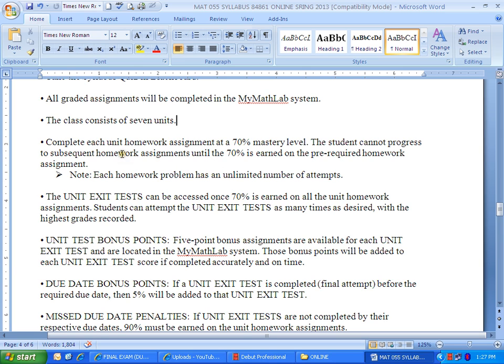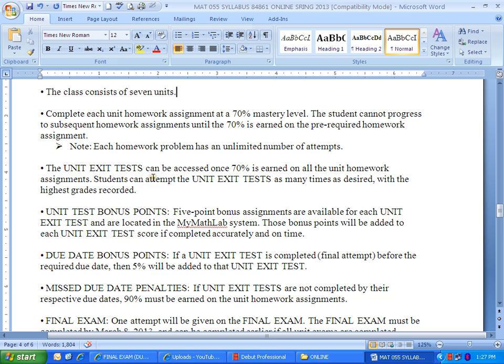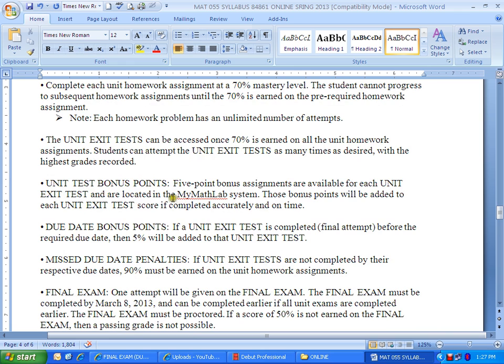You will complete each homework assignment at 70% mastery level. You cannot go on to the next homework assignment until you make 70% on the previous homework assignment. Each homework problem has an unlimited number of attempts. You cannot access the unit test until you have made 70% on all the unit homework assignments. After the due date, 90% is required. That's your punishment.